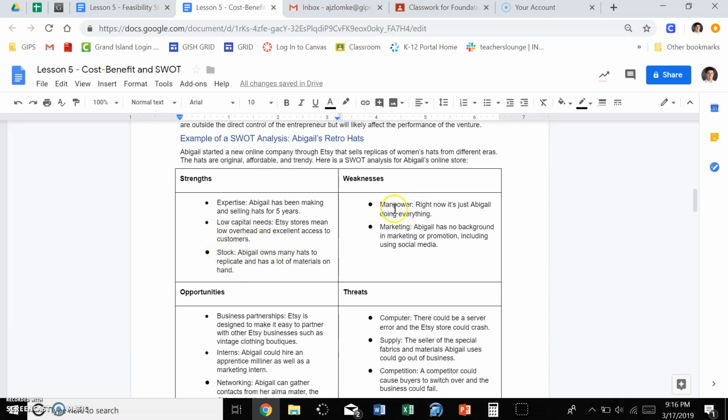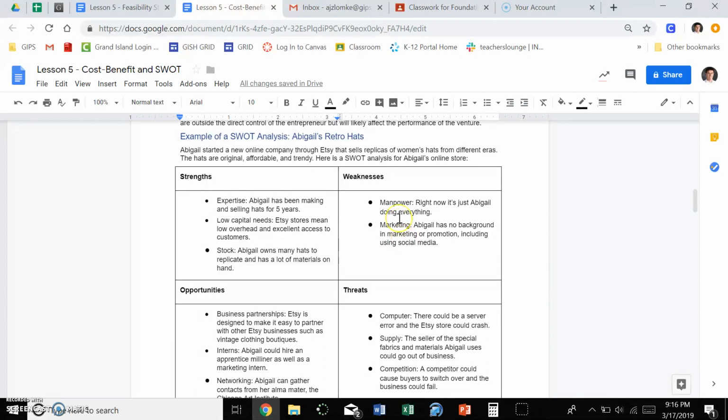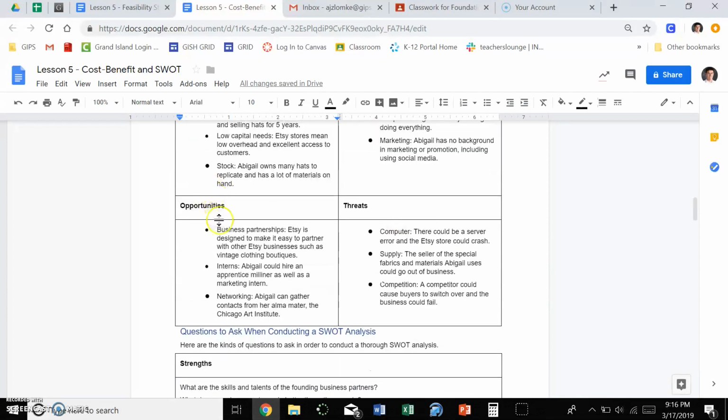What weaknesses do you have? Maybe you don't have enough people to work for you. Maybe you don't have any money and it's going to cost you quite a bit of money. Maybe you don't have much knowledge in the field that you're going into. So what weaknesses do you think your business has?